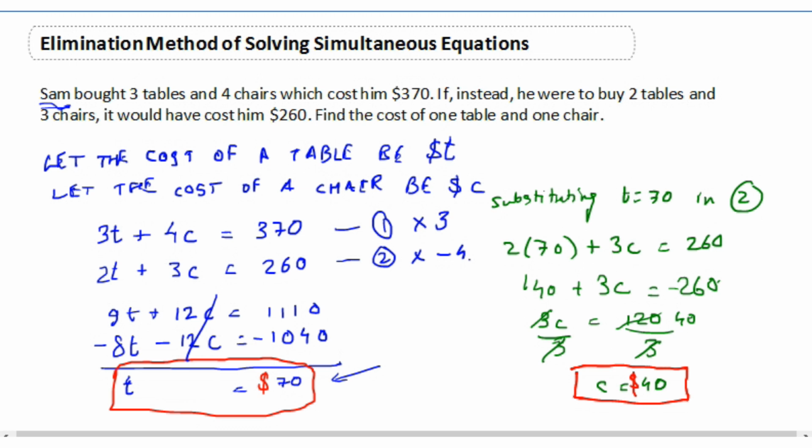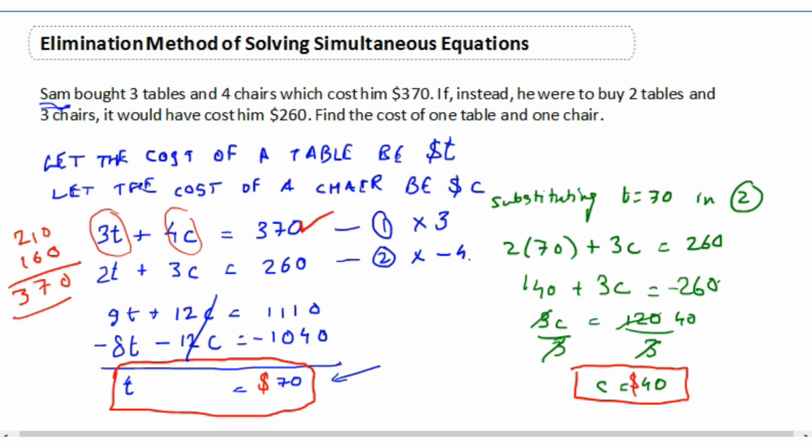Now if we substitute back into any one of the equations, it should satisfy the equation. So let's substitute in equation number 1 first. If the cost of t is 70, that means 3 times t should give me 210, and 4 times 40 should give me 160. So 210 plus 160, if I were to add those together, I get 370, and yes, that does satisfy our equation. That does give us the right answer.